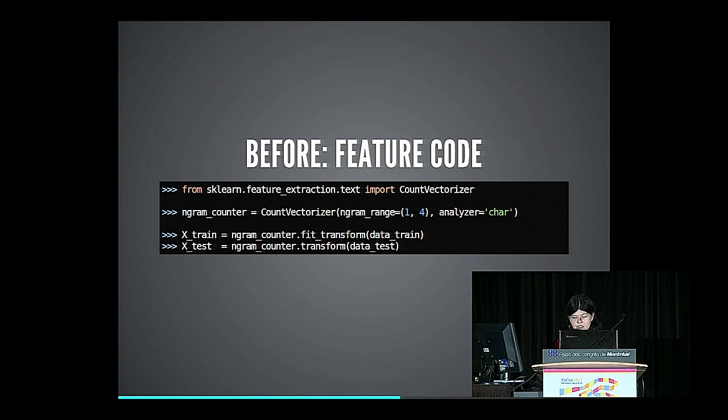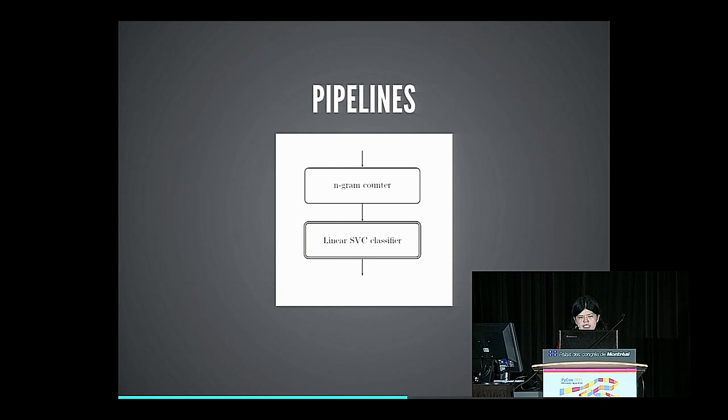Because in the course of feature engineering, you might be commenting out some of these, and then you have to remember, did I comment this out in both the train set and the test set? Did I scale this in both the train set and the test set? So there's actually an easier way to do this, which is to use pipelines. In pipelines, the idea is to conceive of our steps as taking place one after another, each one transforming the output of the previous step. So our pipeline here is just the n-gram counter followed by the linear SVC classifier.